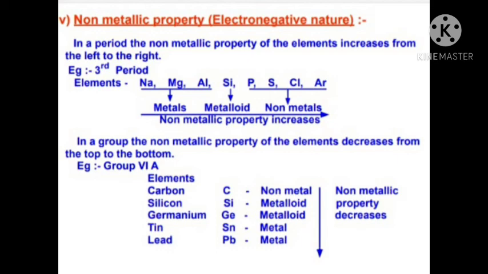Example, 6th A group, elements are carbon, silicon, germanium, tin and lead. Carbon is a non-metal, silicon metalloid, similarly germanium metalloid, tin, Sn, metal, lead is metal. So, non-metallic property decreases from the top to bottom, or in a group.